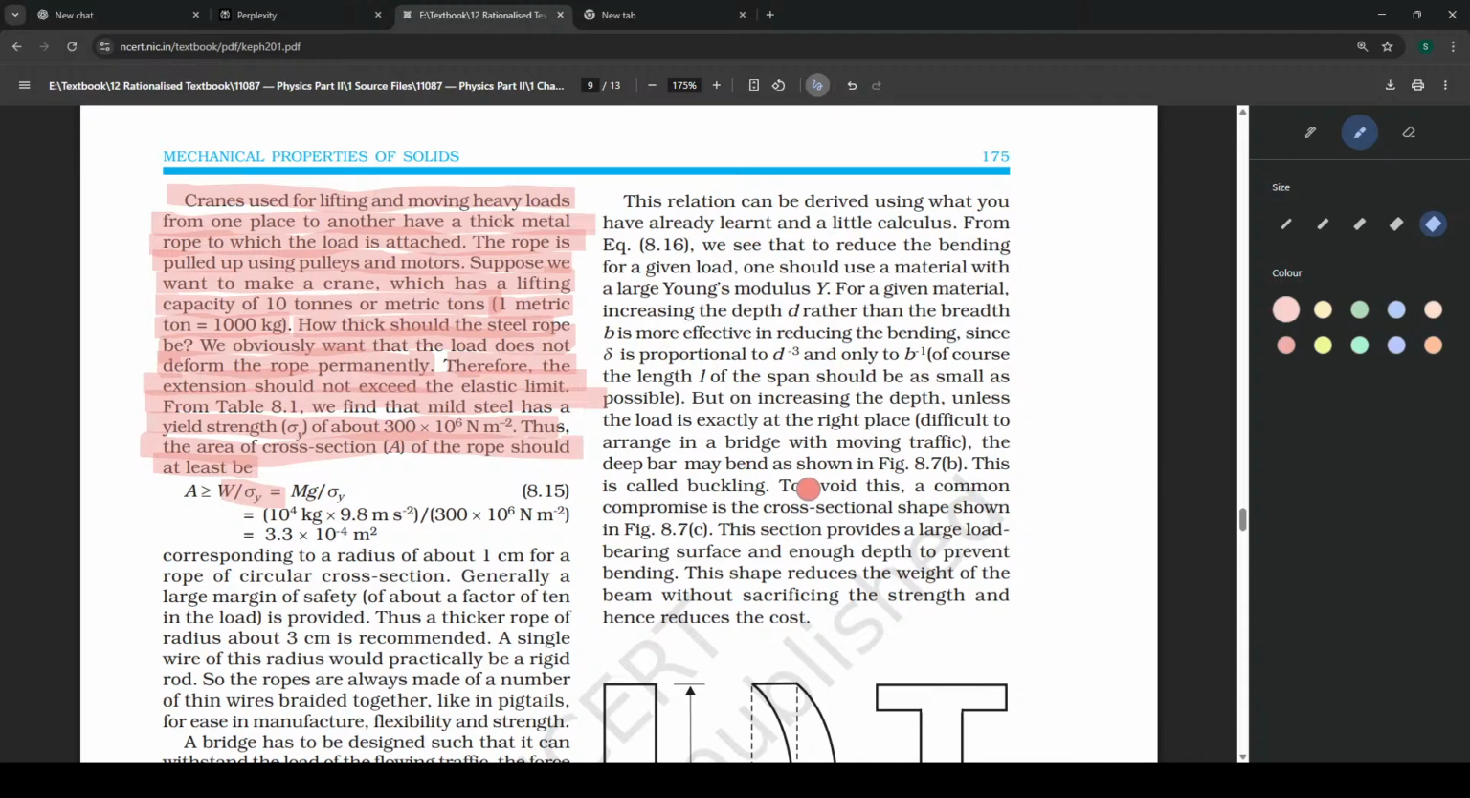Yield strength of 300 × 10^6 Newton per meter square. Per meter square, the stress should be around 300 × 10^6 to permanently deform the wire. It should be more than 300 × 10^6 to permanently deform the wire.